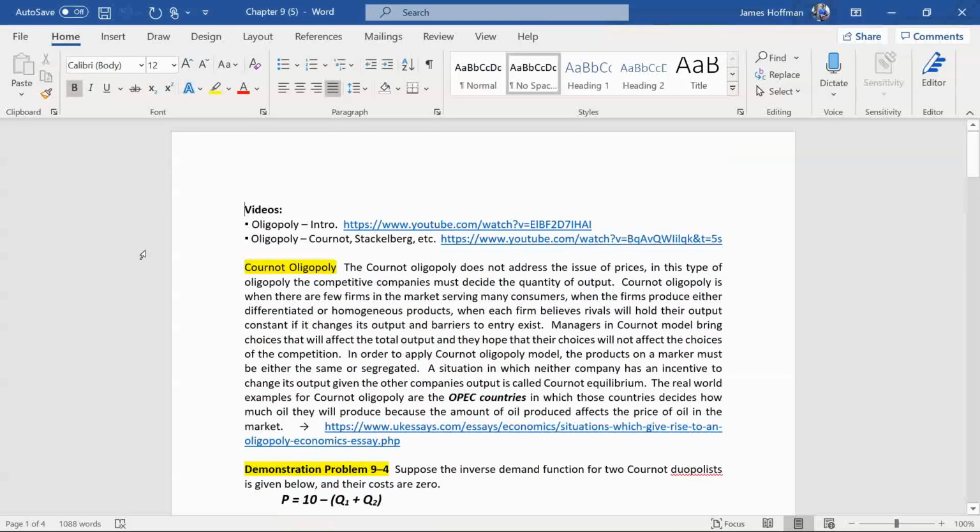Alright. And then you've got some optional videos on just an intro to oligopoly, some more on Cournot and Stackelberg, which we'll talk about. So there's a couple of videos you can look at. You can look at this description of the Cournot and that web link if you have time later, but let's do now the first demonstration problem 9.4.